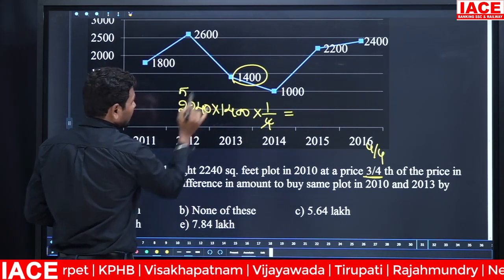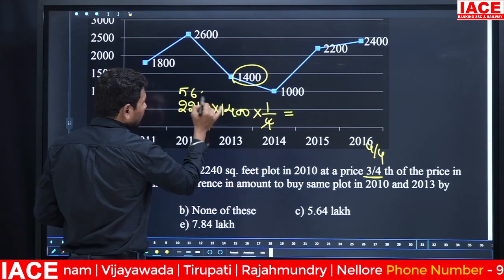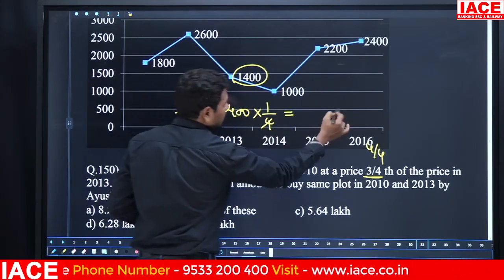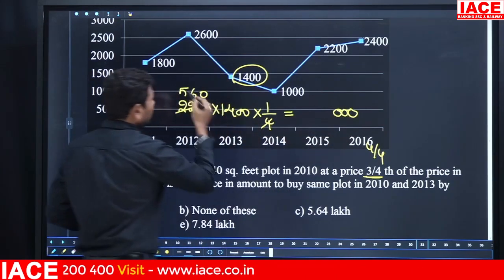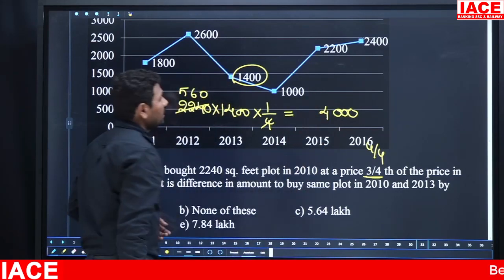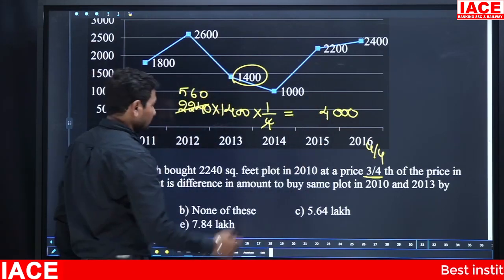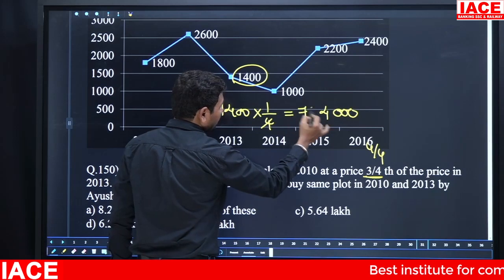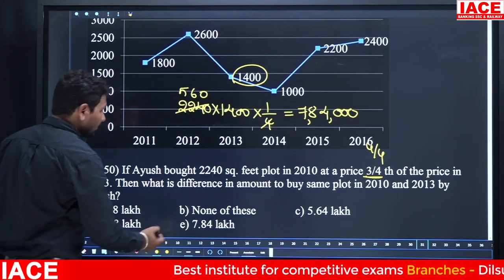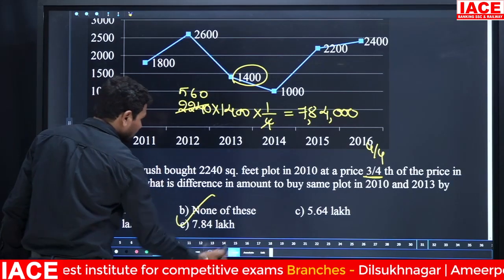4 5s are 20, 4 6s are 24 and 0. Multiply with 14 now. Here 3 zeros are there. 14 6s, what is the value? 84. Carry forward 8. And 14 5s are 70. Here 784, 7 lakh 84,000. You can write 7.84 lakhs. Option E.